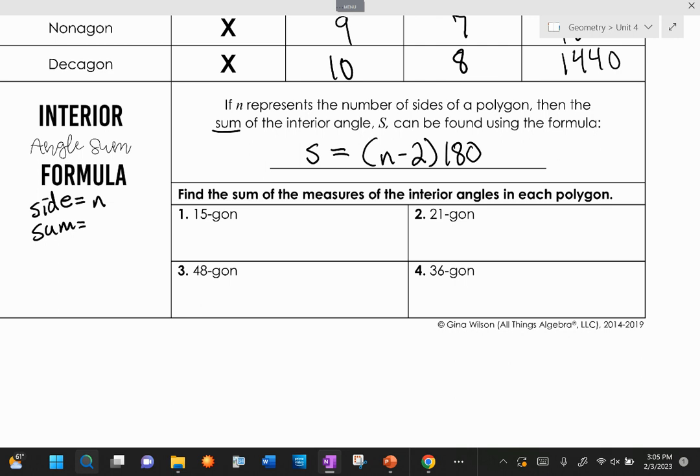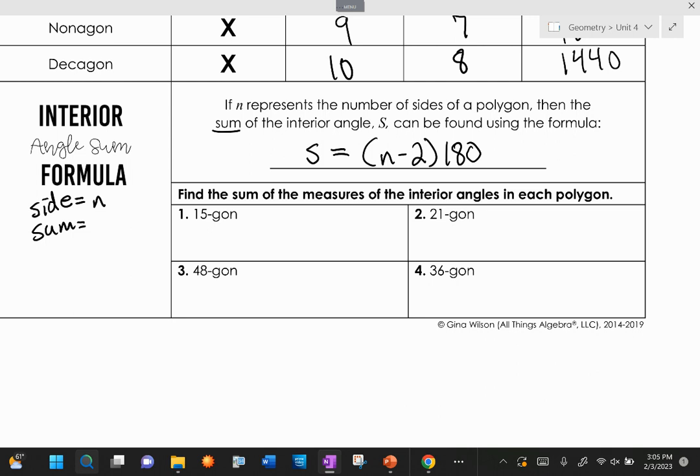Times 180. Okay, so a 15-agon. When you start working with polygons that go up over our known root words, we know that a quadrilateral is for 4, a pentagon is for 5. We know most of those roots. A dodecagon would be 12, and that would be the highest that I would have you go.